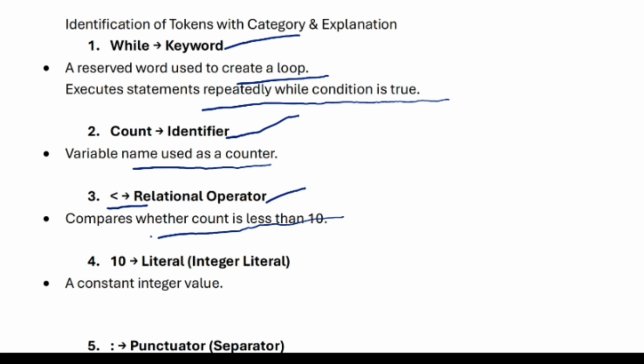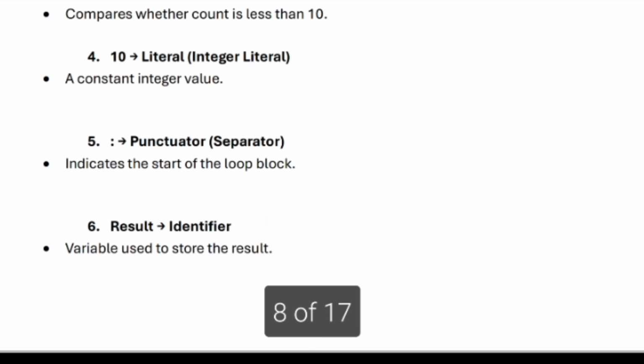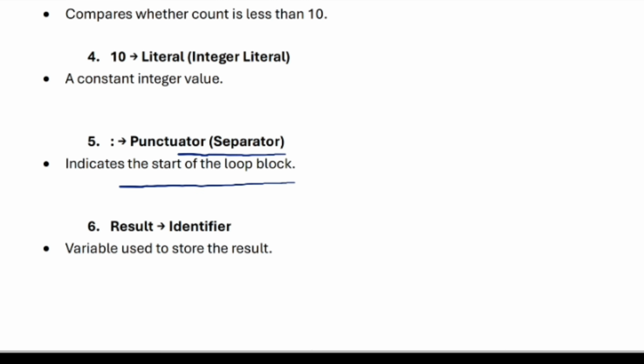The fourth one is a literal, a number. It is an integer literal, a constant integer value. Next is a punctuator, a separator which we use for starting the loop block. And next, result is an identifier, a variable used to store the result.